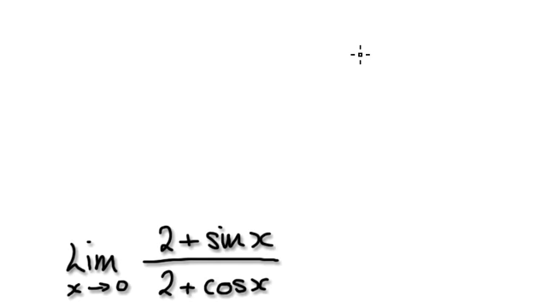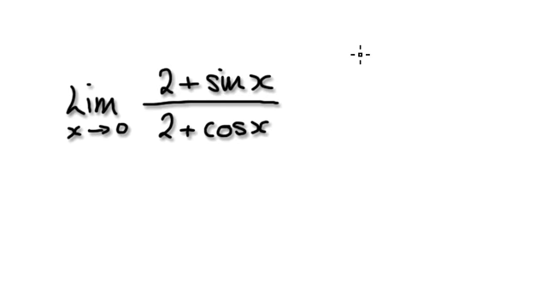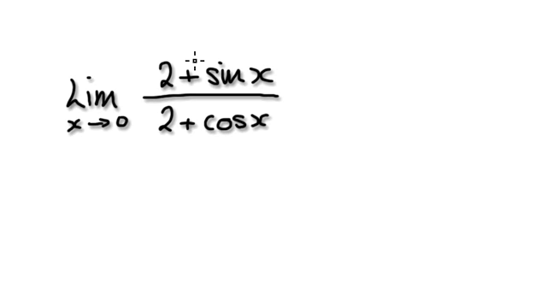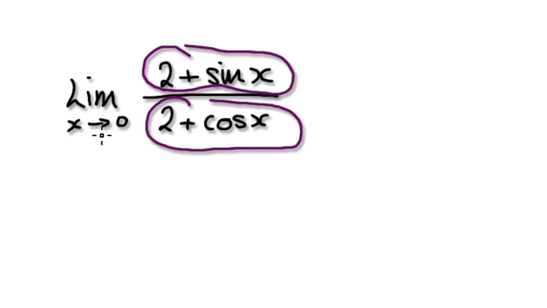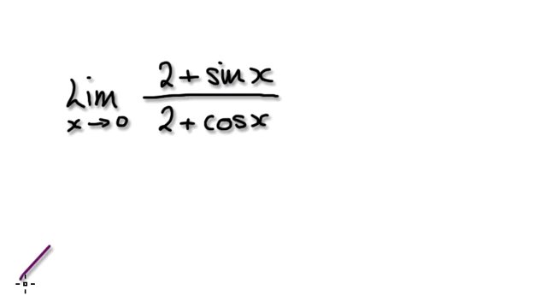Find the limit of this. Find the limit of 2 plus sine of x over 2 plus cos of x as x tends to 0. Okay, so press pause and have a go.